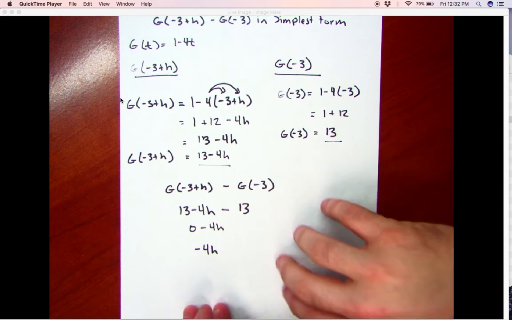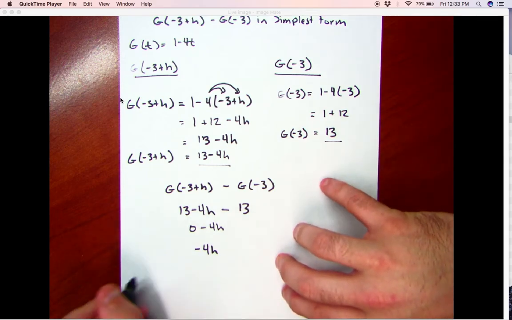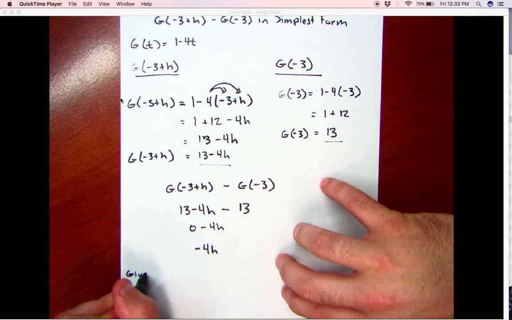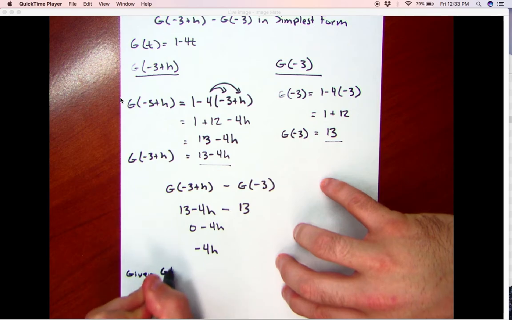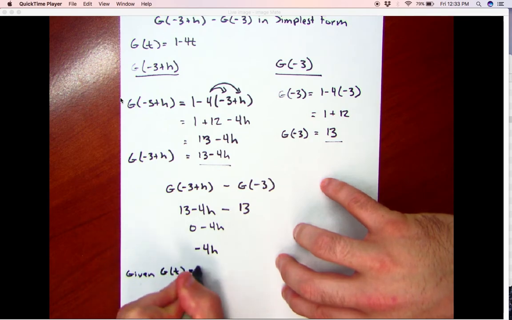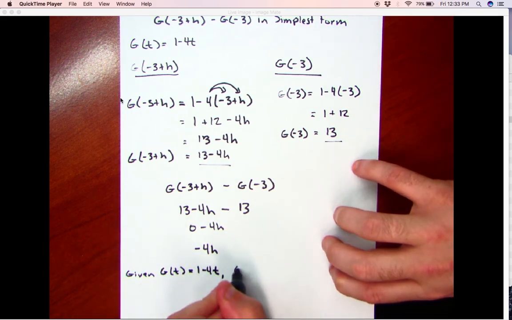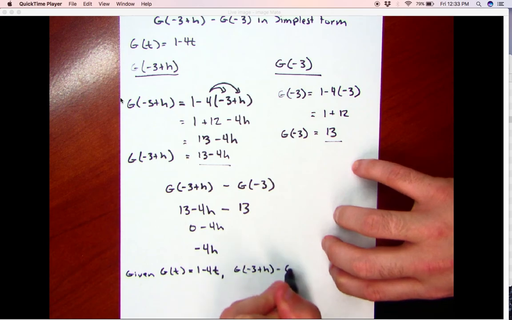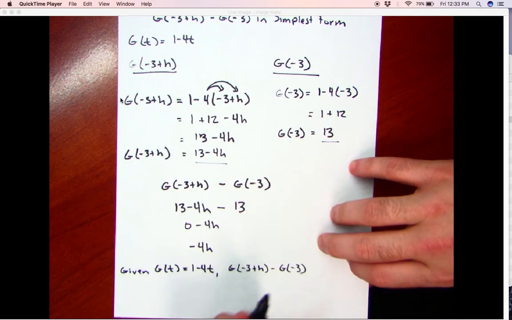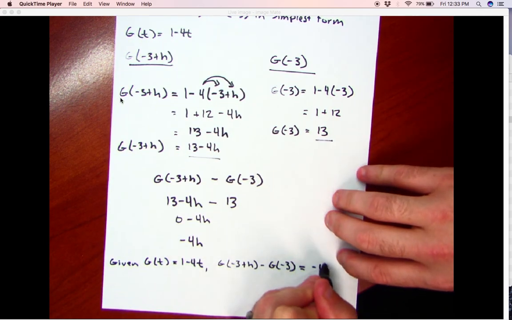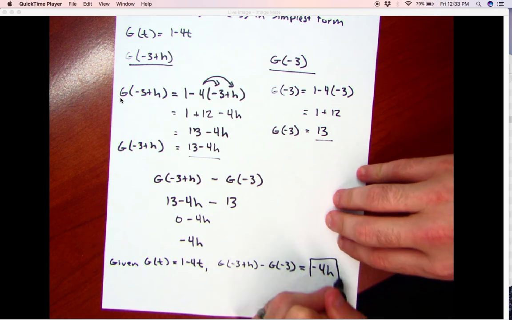So, in other words, what we can say is that given g of t equals 1 minus 4t, g of negative 3 plus h minus g of negative 3 equals negative 4h. And that would be our final answer.